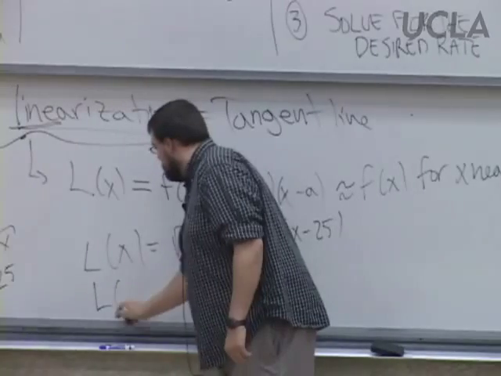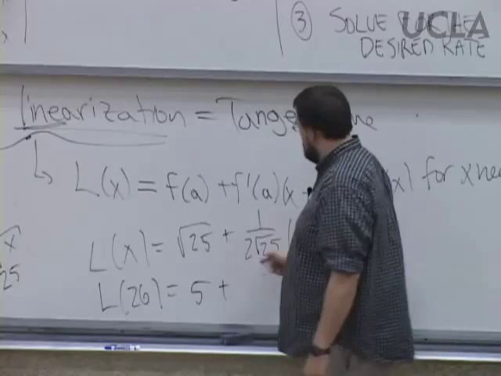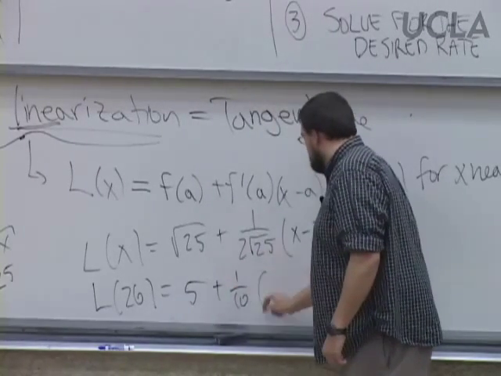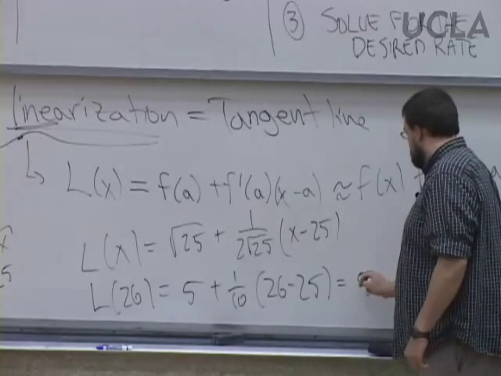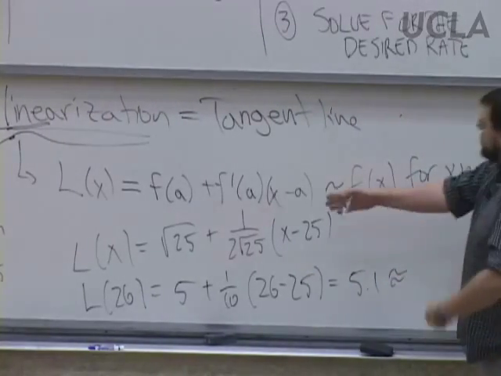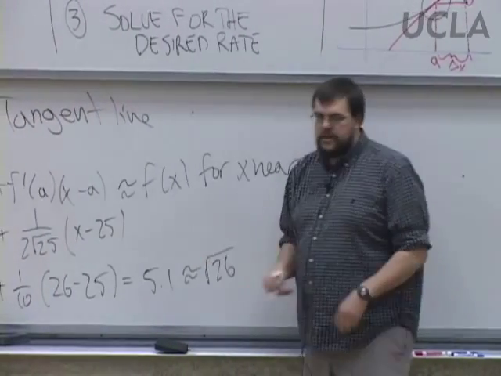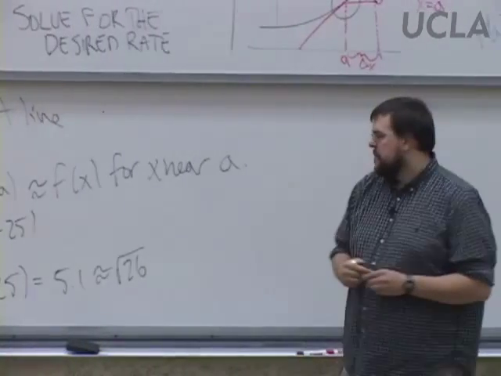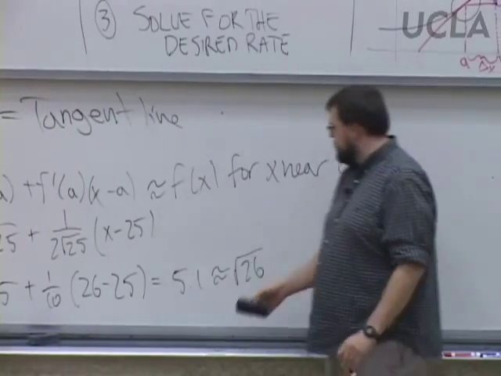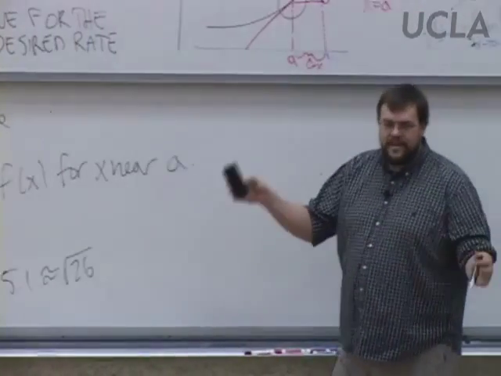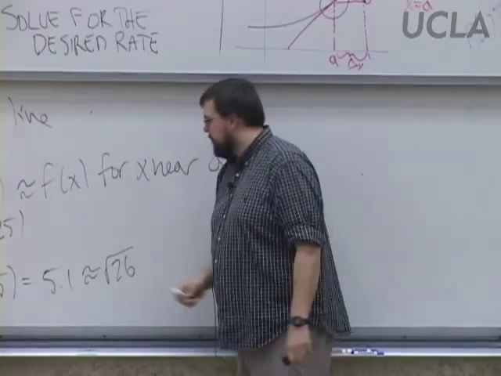So that L of 26 is the square root of 25, which is 5, plus 1 over 2 times square root of 25, which is a tenth, times 26 minus 25, which is 5.1. And we said, well, the local linearization is approximately what the function is. So that's approximately square root of 26. So 5.1 is approximately root 26. And we even said, I think it turned out to be something like 5.099 or something like that. So if you have your calculators, you can test it yourself. You'll see it's a pretty good approximation, better than 5.